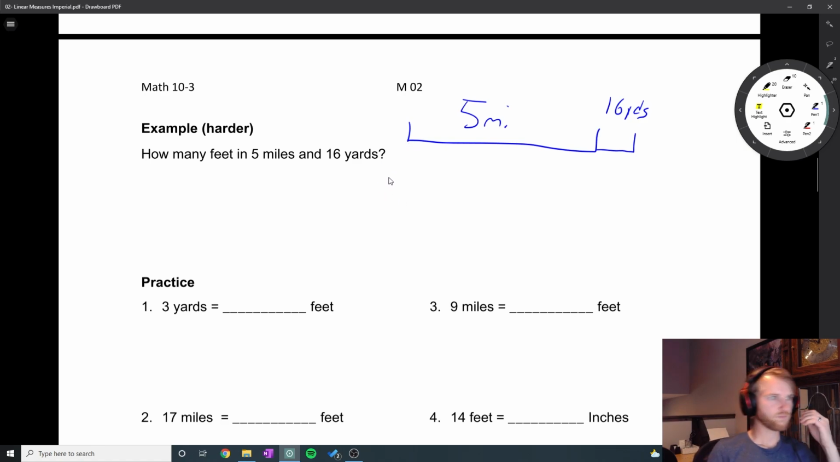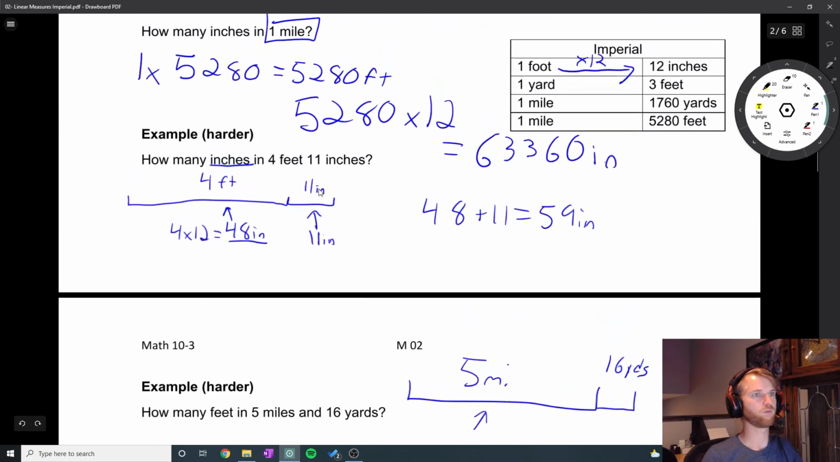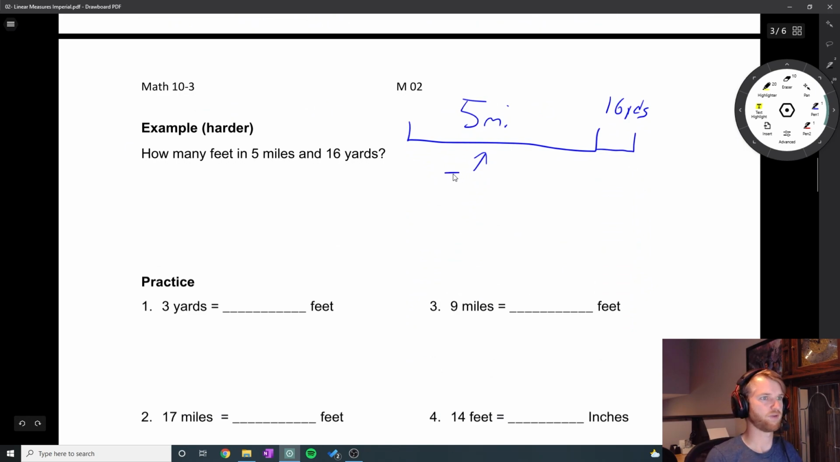So first, let's figure out this big chunk here. Okay, and on your formula sheet, you can find this same chart here. We'll say how many feet in 1 mile, right? So what are we doing to our miles to get feet? We are multiplying by 5,280. So 5 miles would be 5 times 5280. That would tell us how many feet. So 5 times 5280 will tell us how many feet are in 5 miles.